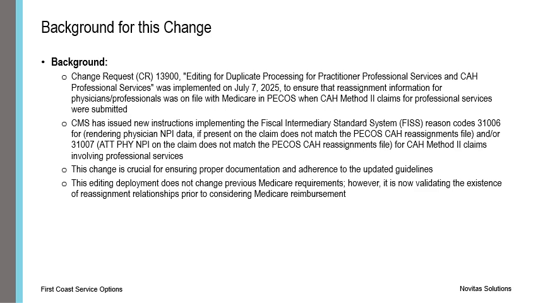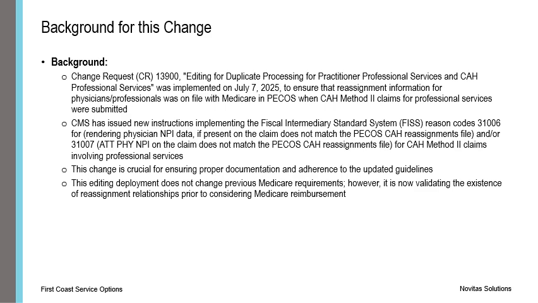Background for this change. Change Request 13900, editing for duplicate processing for practitioner professional services and Critical Access professional services, was implemented on July the 7th, 2025, to ensure the reassignment information for physicians and/or professionals was on file with Medicare in the PECOS system when Critical Access Method 2 claims for professional services were submitted.